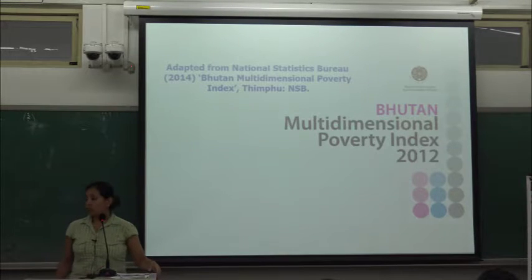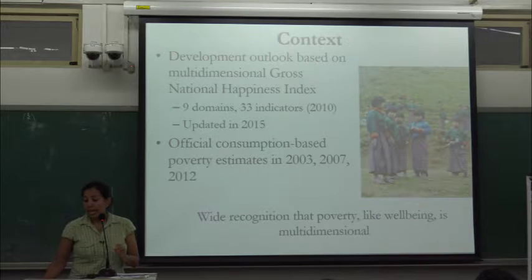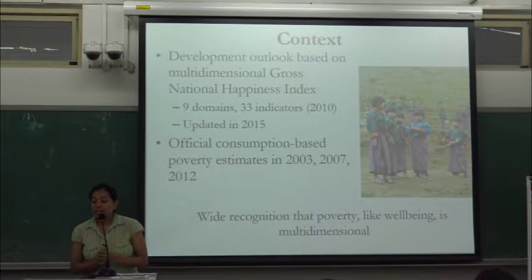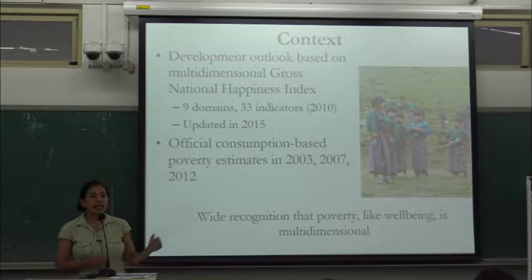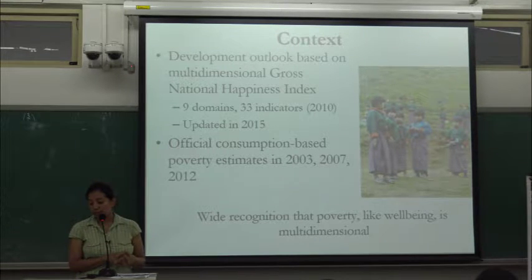Now I would like to spend some minutes on the case of Bhutan, because the context is quite different, and I will recall some of the examples that Sabina presented in her last session. It develops based on the multidimensional gross national happiness index. It has 9 domains and 33 indicators, and it was updated in 2015.